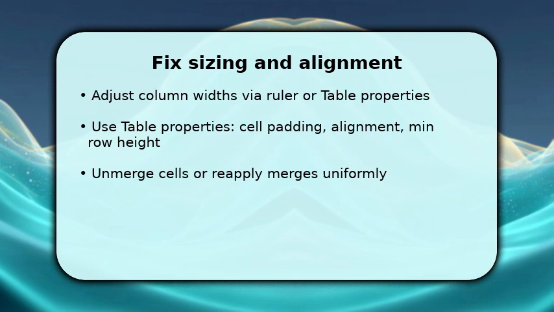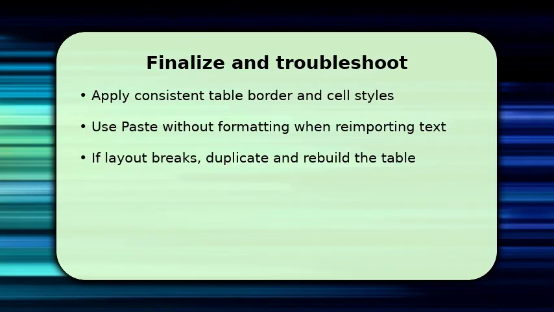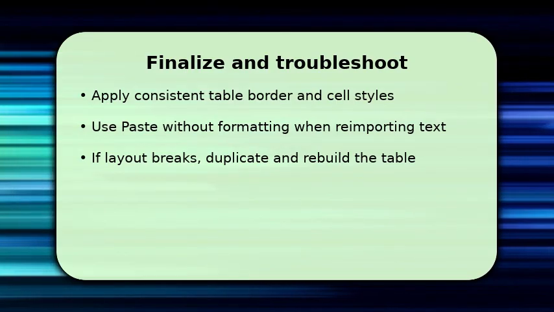To finish, apply uniform borders and cell styles to hide minor mismatches and lock the look. Then paste any external content using paste without formatting so you don't inherit odd spacing. Once everything appears correct, use print layout to confirm pagination and spacing. This catches issues screen view hides.